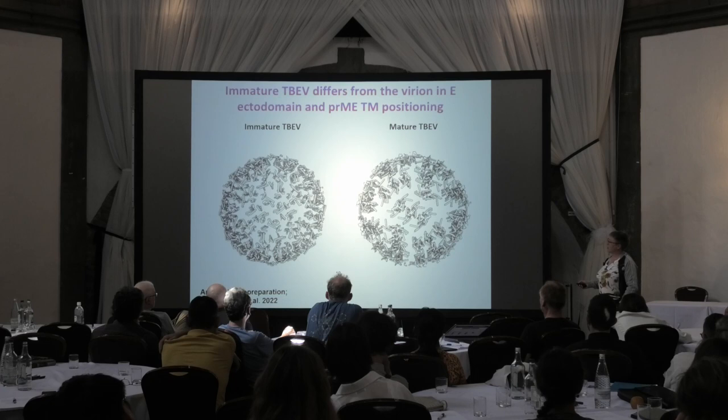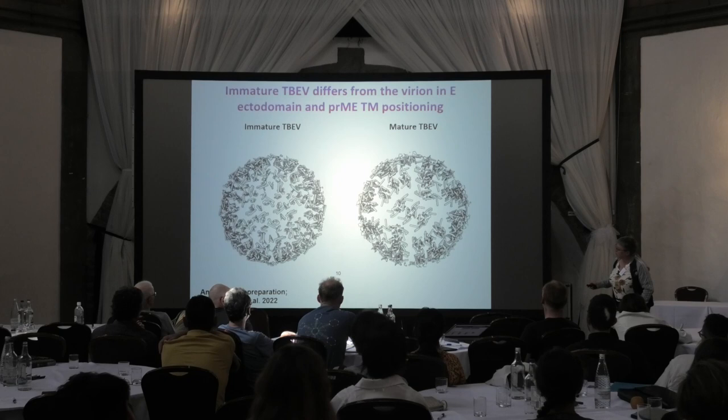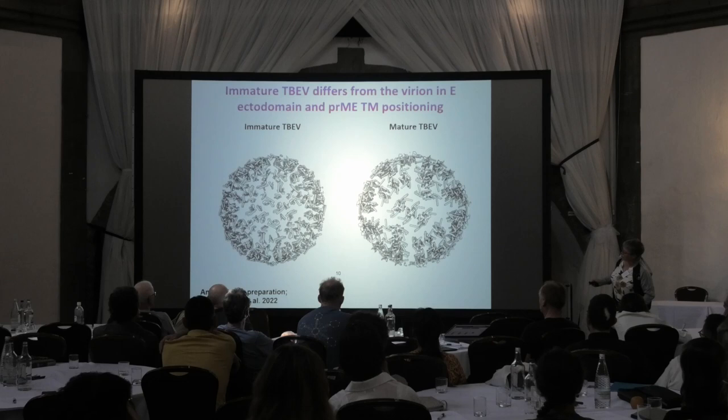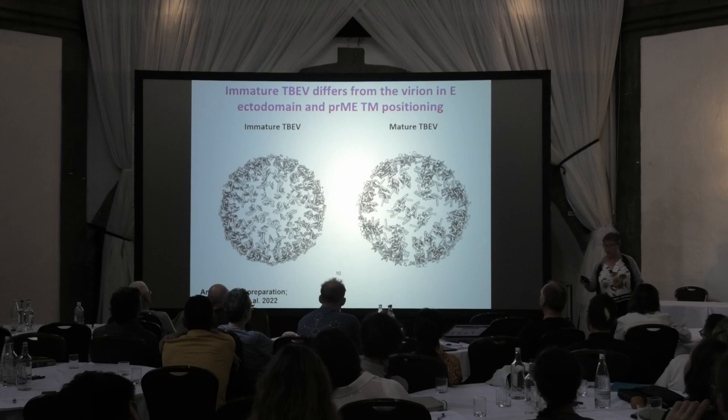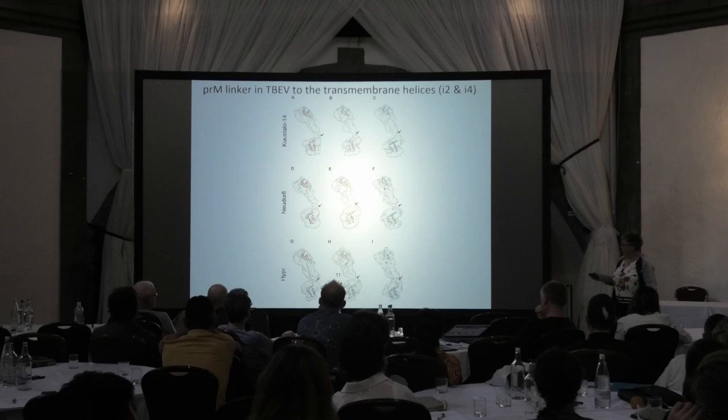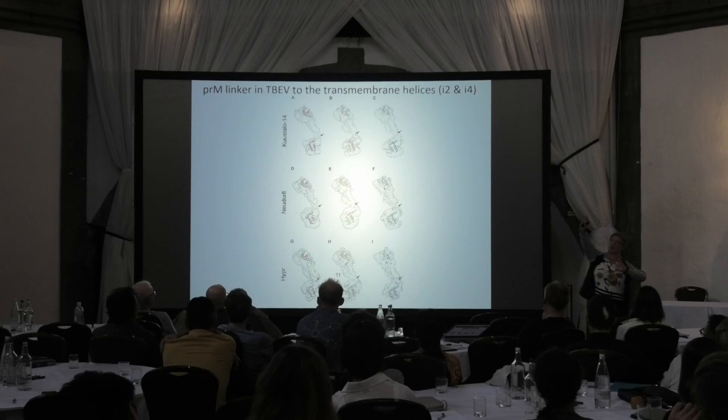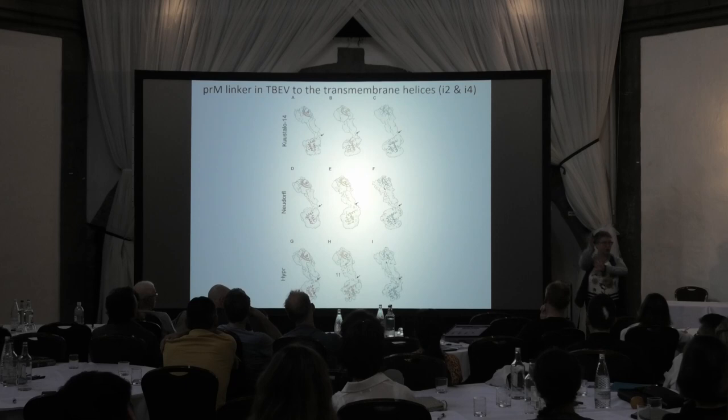This is the position of one raft in the mature form. The position of one trimer in the immature form. So just looking at those membrane helices, you really see that we've got big movements. And it's not just the M membrane proteins that have moved, but it's also the E. It's especially the E proteins. So we thought it was quite important that we could actually link the ectodomain to the membrane protein domain in order to see who is moving where.